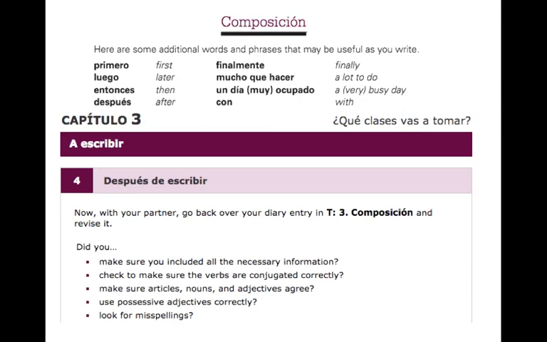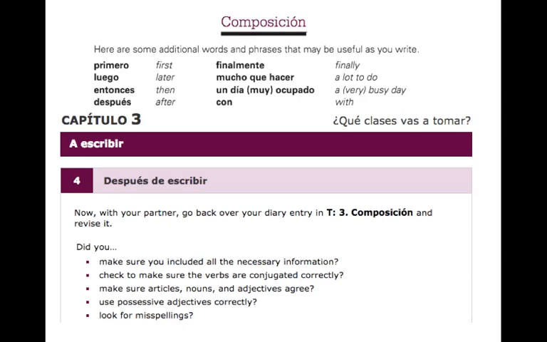After you write, después de escribir, you're not going to be doing any of this with a partner. I want you to review what you write to make sure you included all the necessary information. I want you to include different days of the week, different times that you do something. I want you to include your ER and IR verbs conjugated in the correct forms. Include where you go. Yo voy a la biblioteca. Yo estudio en la biblioteca, the times that you do that.